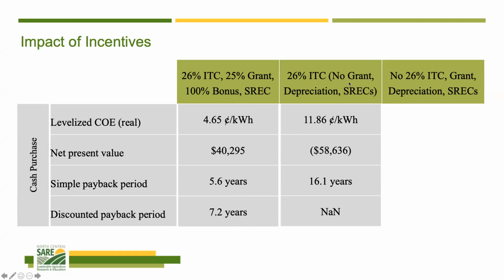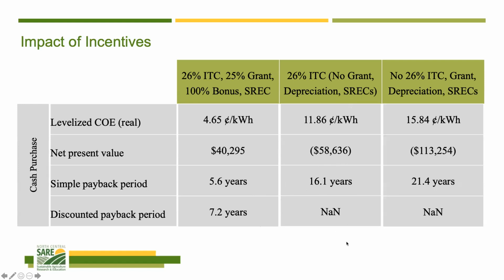In the second scenario, the only thing that we did was use the investment tax credit. So we have the 26% ITC. We didn't receive the grant. We didn't do bonus depreciation, and we did not use SRECs. All of a sudden, we have a very negative net present value and a 16-year simple payback. And this NaN essentially means that our discounted payback period is longer than the project analysis period. It's a 25-year analysis period, and our discounted payback is longer than 25 years.